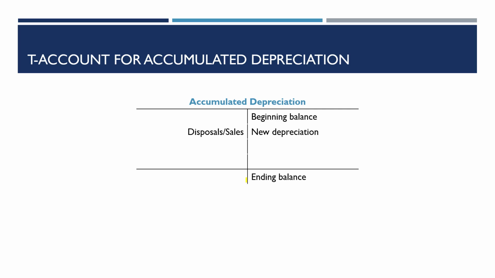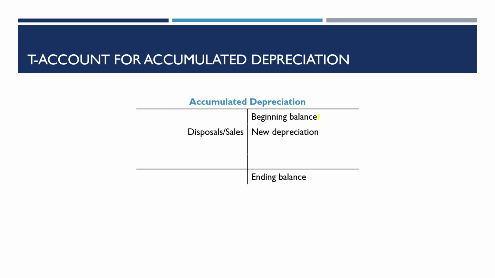The T account for accumulated depreciation, your beginning balance. Remember, accumulated depreciation has a native credit balance. So the beginning balance, the balance of accumulated depreciation at the beginning of the year, would be the same as the ending balance of accumulated depreciation at the end of the last year, because it's carried forward from one year to the next. So you'd start the year with your beginning balance, whatever it is, which was whatever you had at the end of last year.